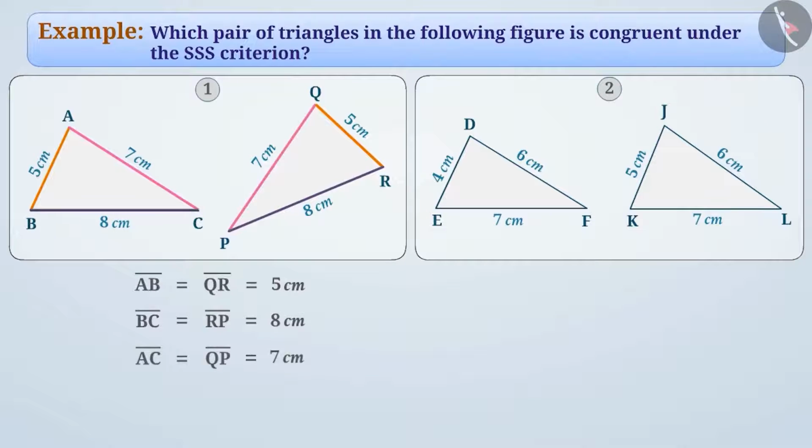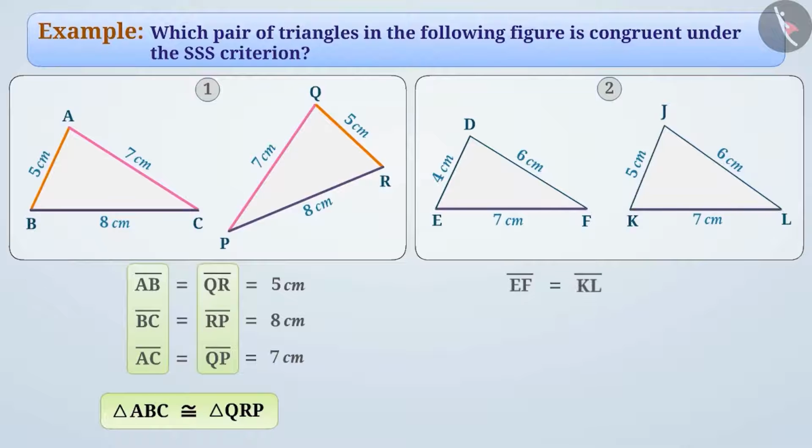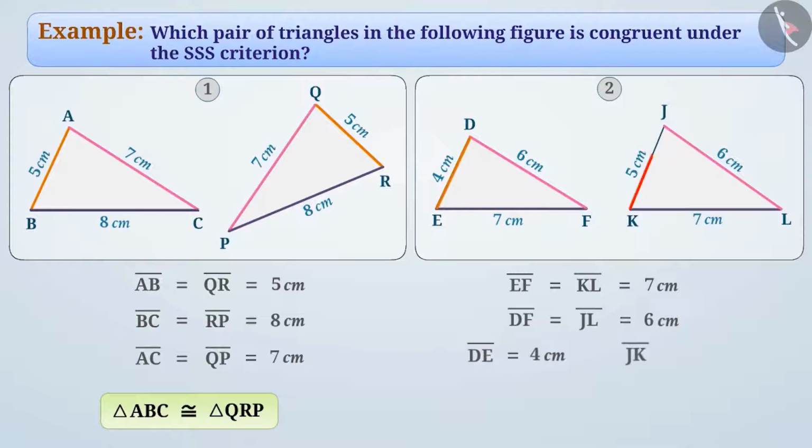Since all three sides of triangle ABC are equal to the corresponding sides of triangle QRP, hence, triangle ABC is congruent to triangle QRP. Now, let's talk about the second pair, that is triangle DEF and triangle JKL. Here, EF is equal to KL is equal to 7 cm. DF is equal to JL is equal to 6 cm. But DE is equal to 4 cm and JK is equal to 5 cm. That is, DE is not equal to JK.